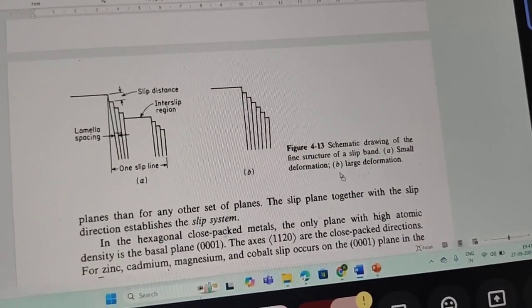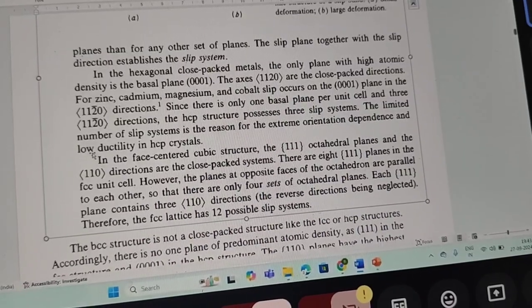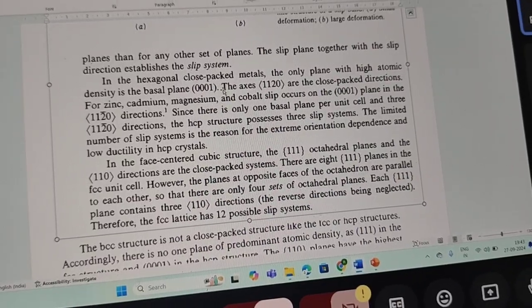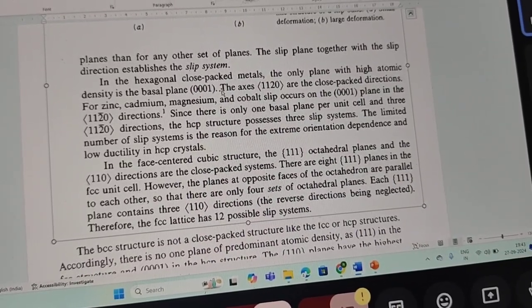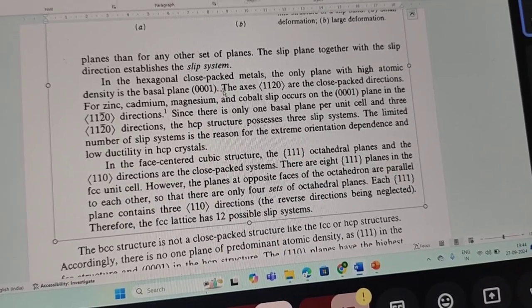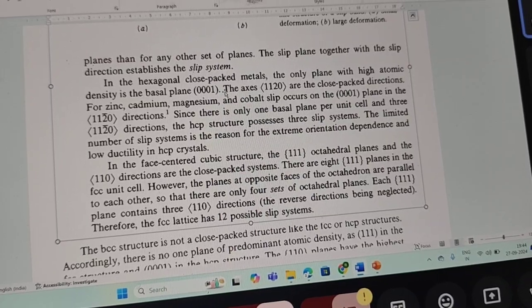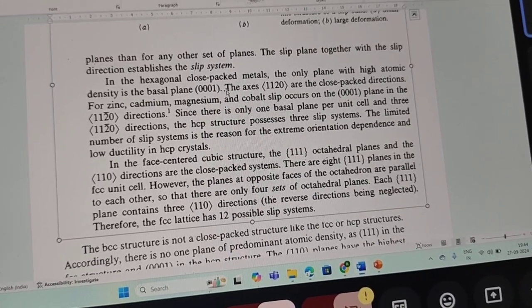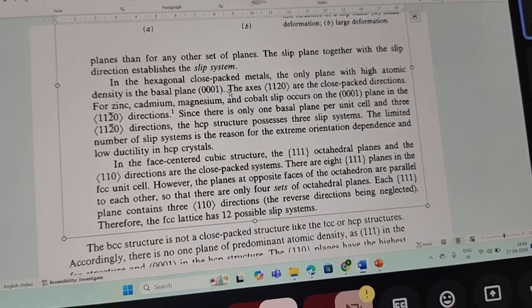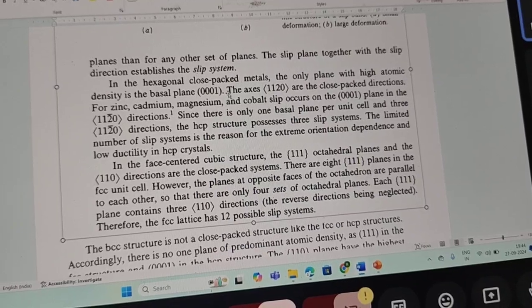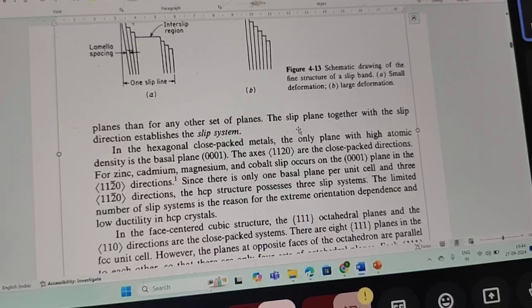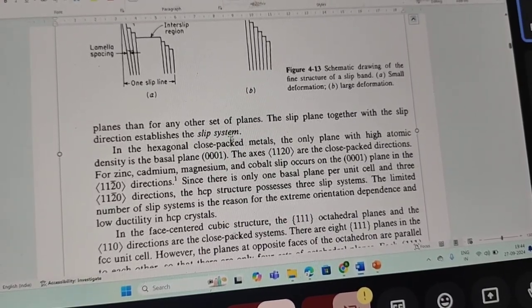So these are the fine structure of a slip band, small deformation, large deformation like this, and slip planes and directions. These questions are asked in your question paper. In many years, I have set the questions. I have asked you to answer like this: amongst BCC, FCC and HCP, what are the slip systems or slip planes and directions in case of BCC, FCC and HCP? You see here, it is clearly written here that in the hexagonal close pack, the slip plane together with the slip direction establishes the slip system.